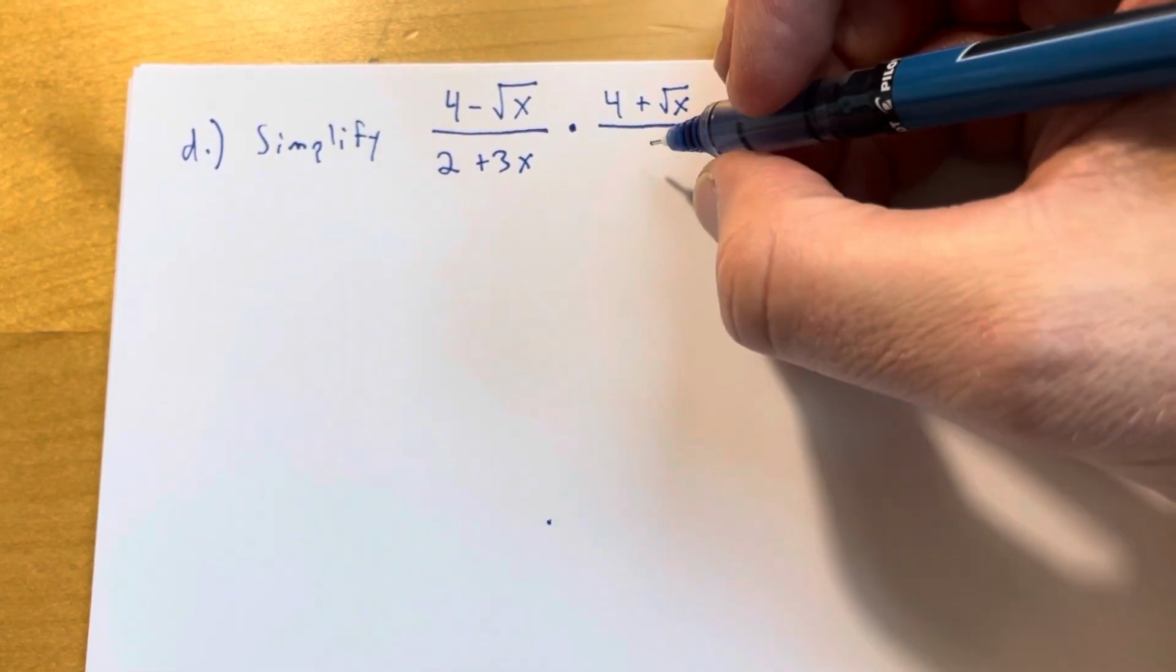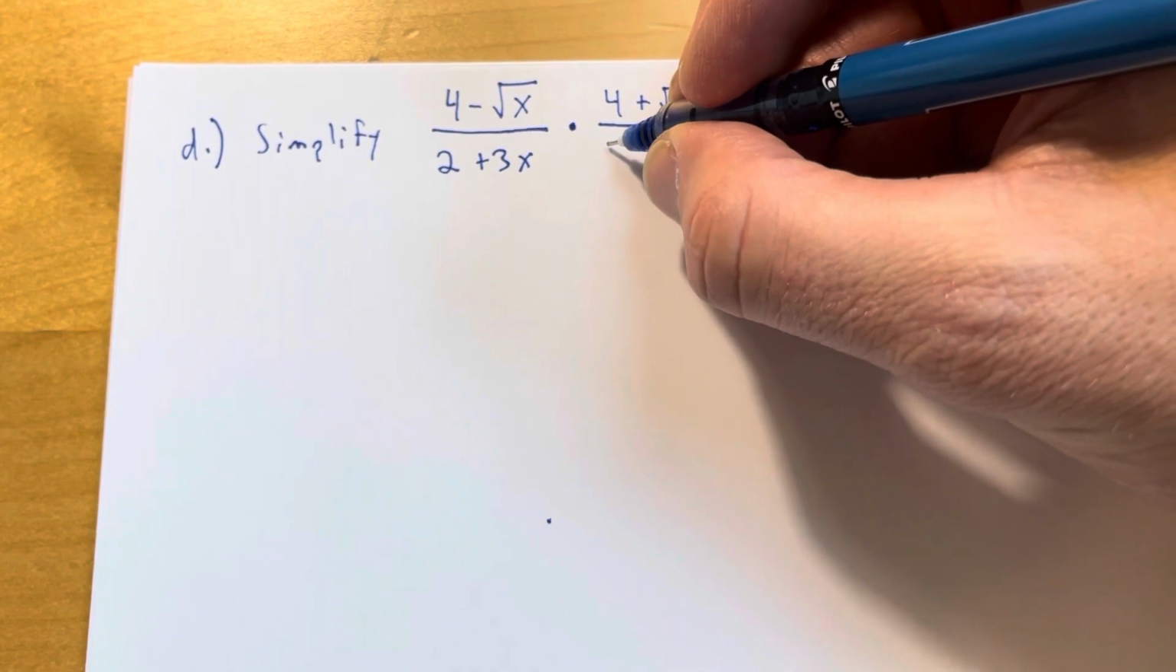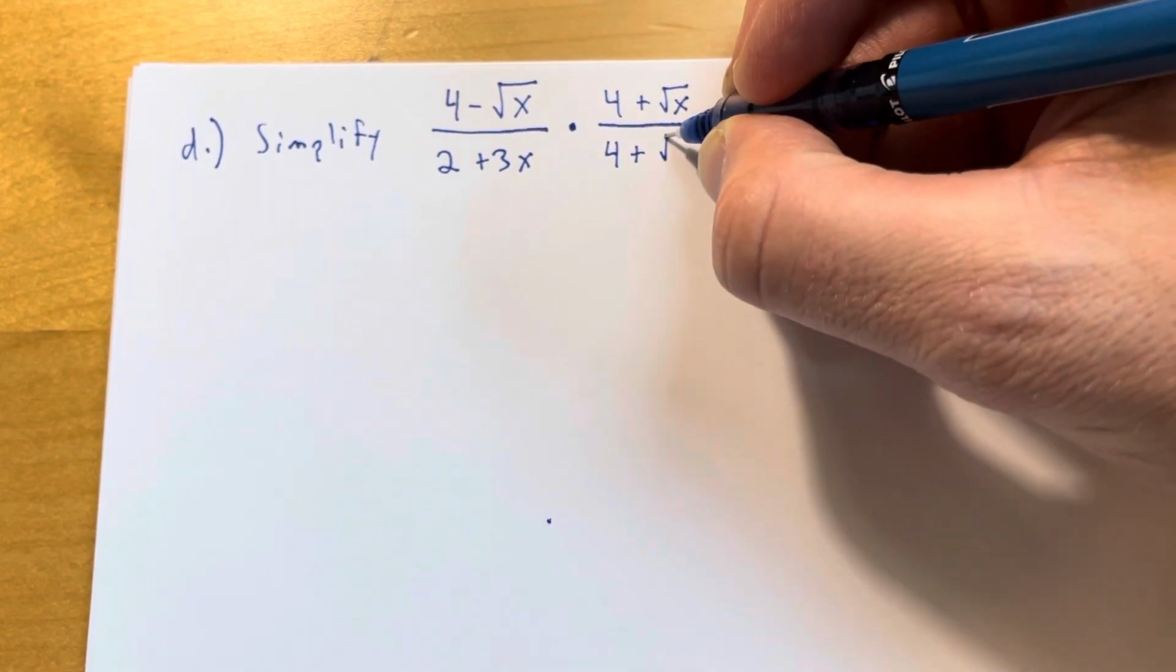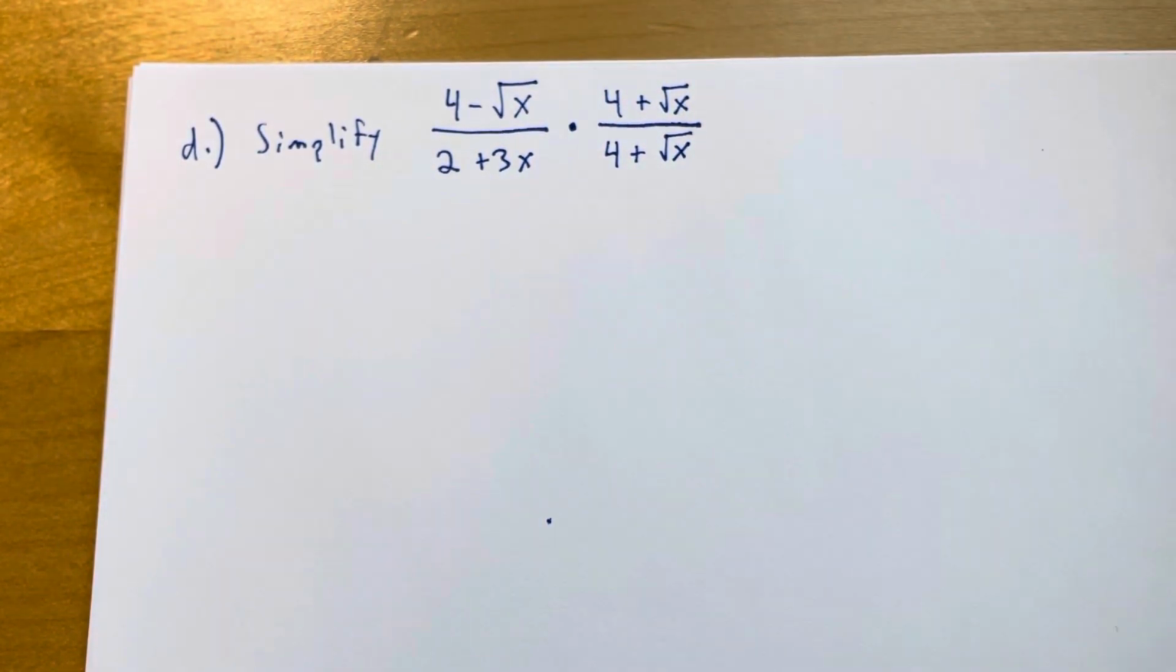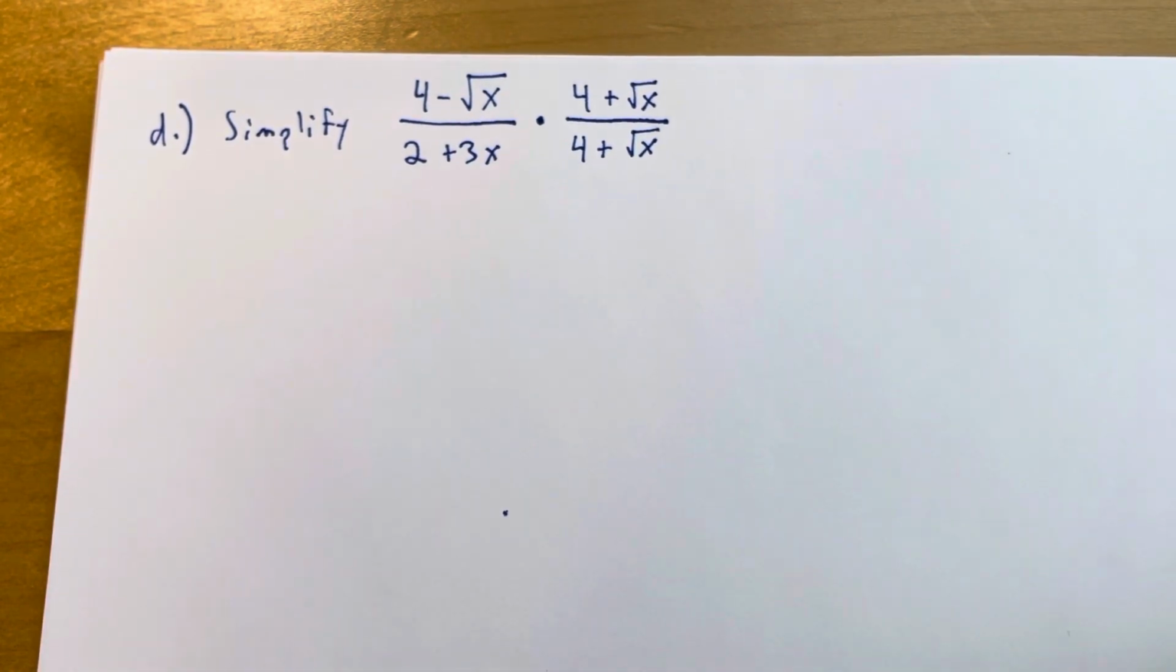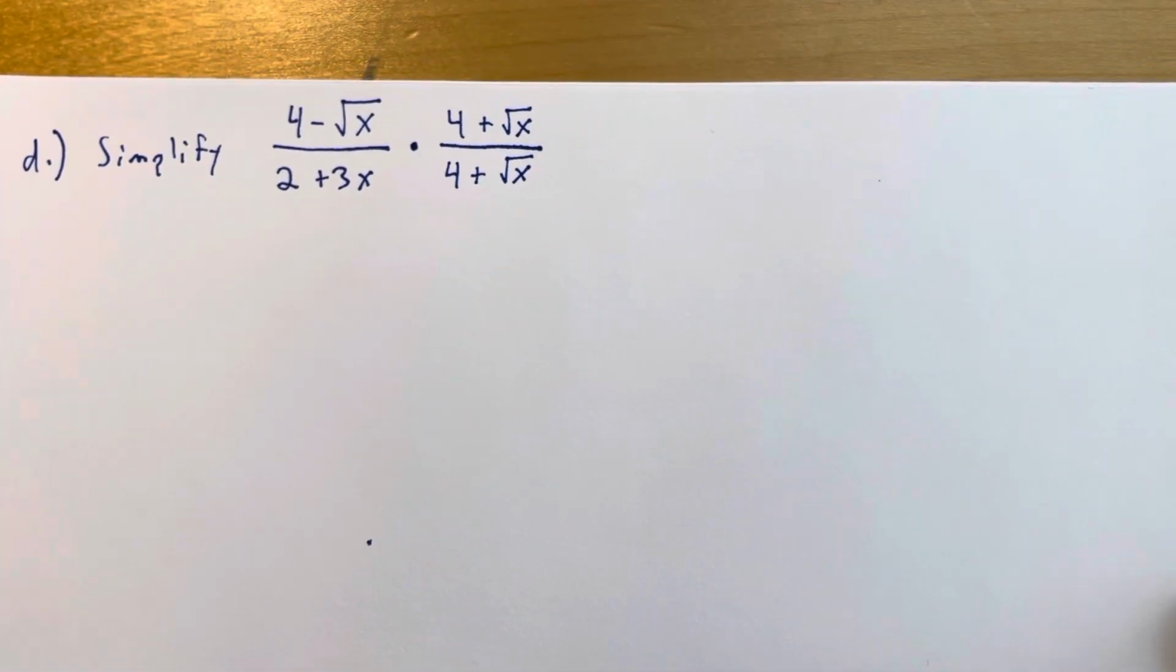Okay? And then down here, because we want this expression to be equal to 1, we put the same thing. Why are we doing that? Well, off to the side here, I'm going to write something really important.